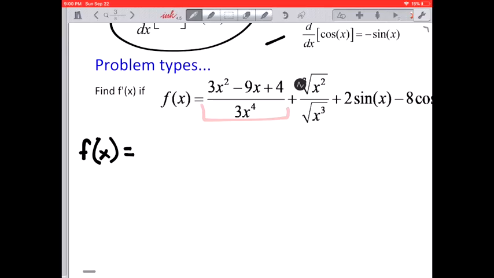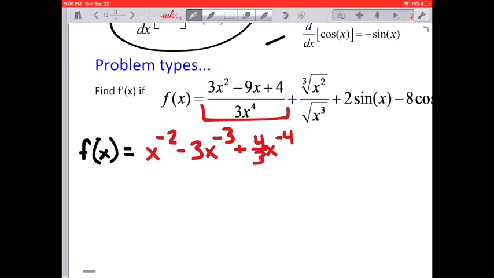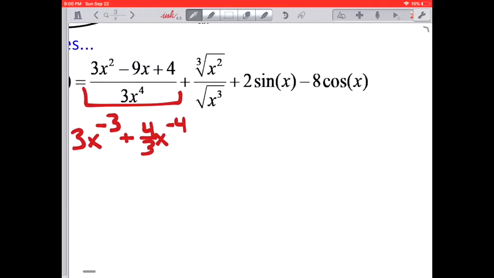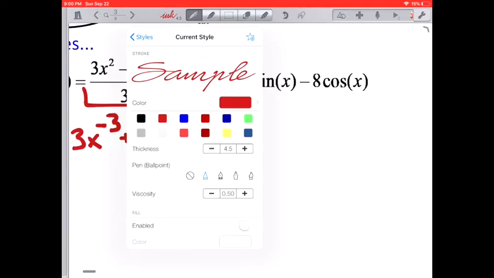So 3 divided by 3 is 1. X to the 2 over x to the 4 is 2 minus 4, -2. -9 over the 3 gives me -3. X over x to the 4th is 1 minus 4, which is -3. And then I get plus 4/3 x to the -4th. So all I've done is rewrite that in a way that is convenient for me to apply the power rule.